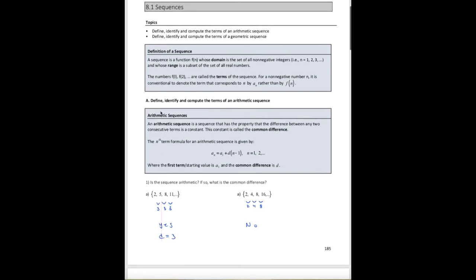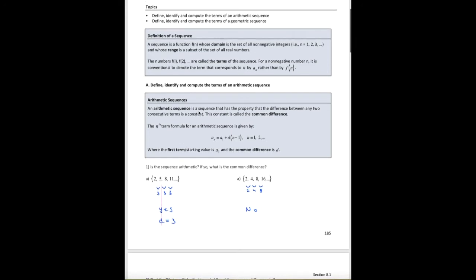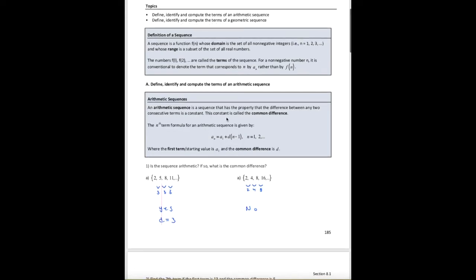So starting with arithmetic, this is basically like a linear equation. An arithmetic sequence is a sequence that has the property that the difference between any two consecutive terms is constant. In other words, the rate of change between two terms is constant, so it's just like having a linear equation of constant slope, except that we don't get all the in-between numbers, which I'll show you here in just a second. And then this constant is called the common difference, and it's going to be labeled d.